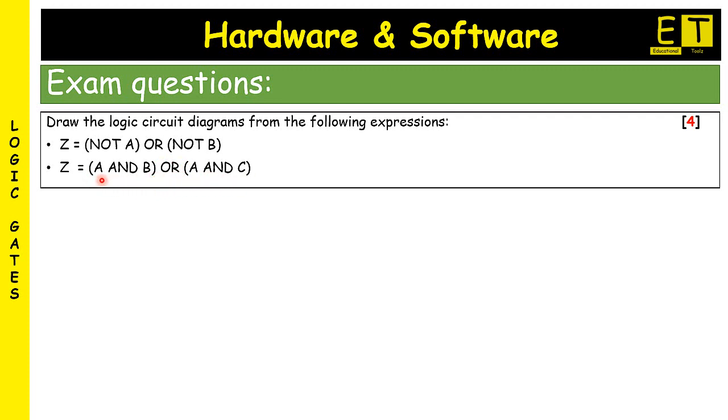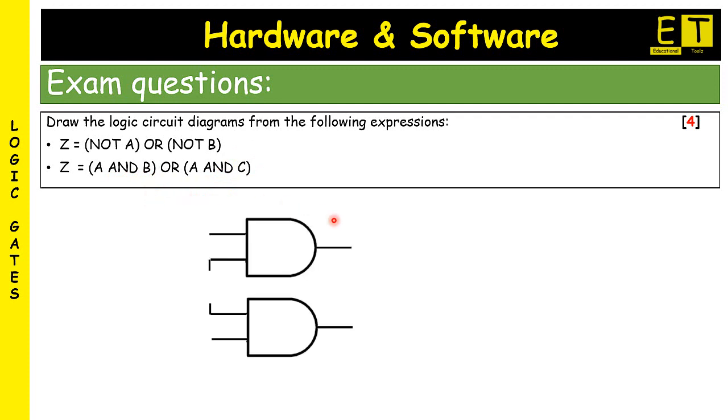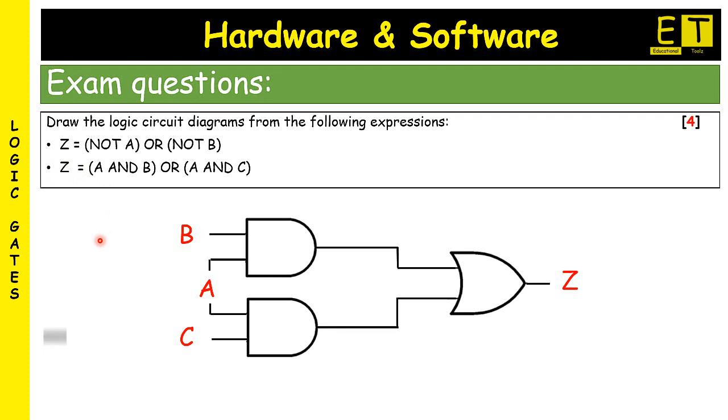So we know that A from both AND gates will be combined and then we'll have an input B and C. And in total we will be having three inputs which will be A, B and C. So let's get started with the AND gates first. Add your AND gates and add the inputs. As you can see here, input A is being shared by both AND gates. The next step would be to add in our OR gate and the output Z and then join them together.